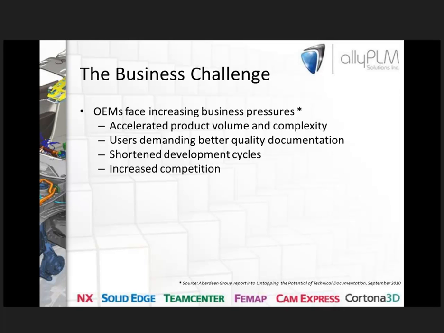The Aberdeen Group is an industry analysis group with a practice in the area of technical publications, and recently did a study of business issues facing OEMs or equipment manufacturers in the technical documentation area. Some of the challenges they face are accelerating product volume and complexity. I think of that about my cell phone, and they want to replace my cell phone every year. And those kinds of pressures have increased the need for better tools for producing documentation for the companies that produce those products.